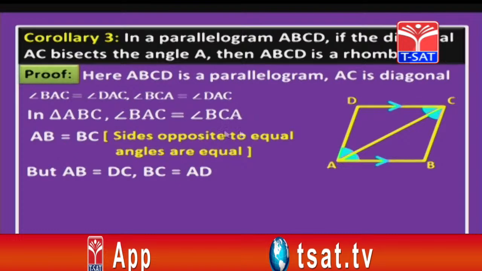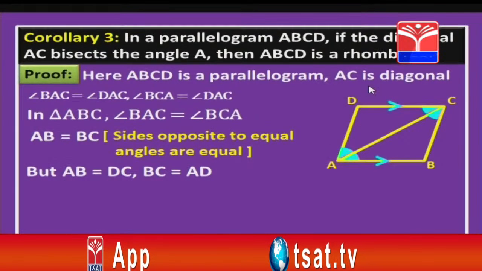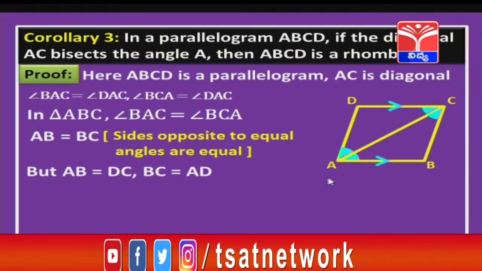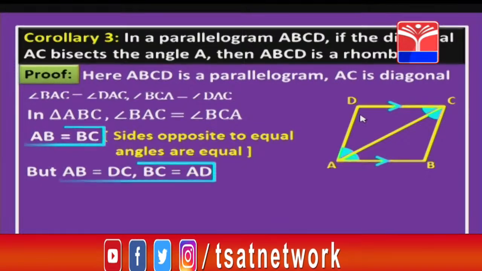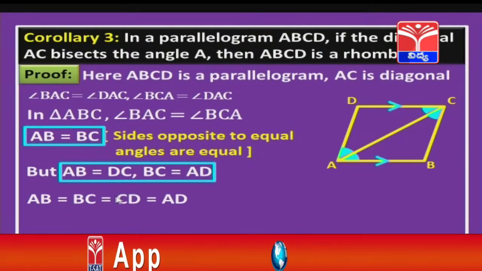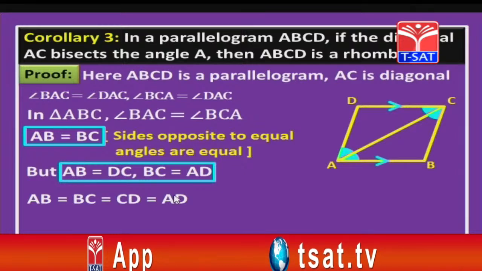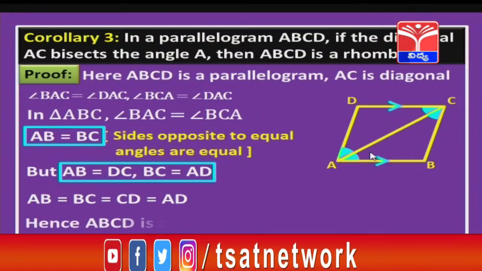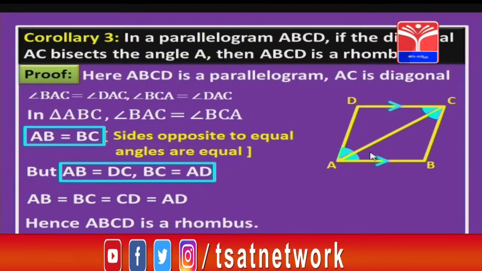Already it is known that AB and DC both are equal because they are opposite sides of a parallelogram. BC equal to AD, also opposite sides of a parallelogram. Now, from these equations, I can say AB equal to BC equal to CD equal to AD. That means all four sides are equal. Since all four sides are equal, it forms a rhombus. That means we have proved ABCD is a rhombus.